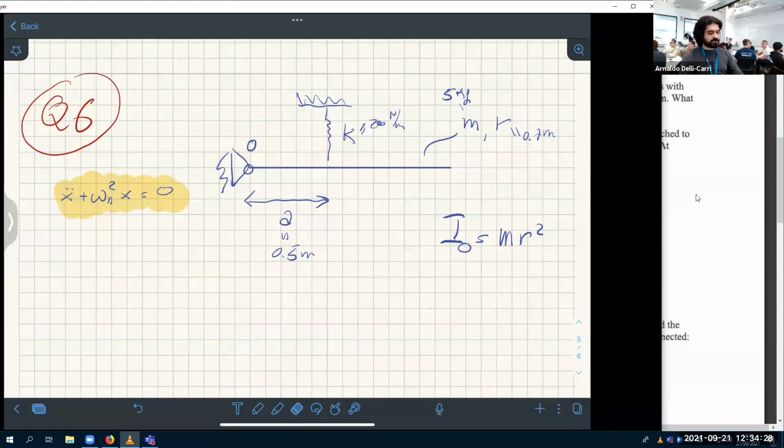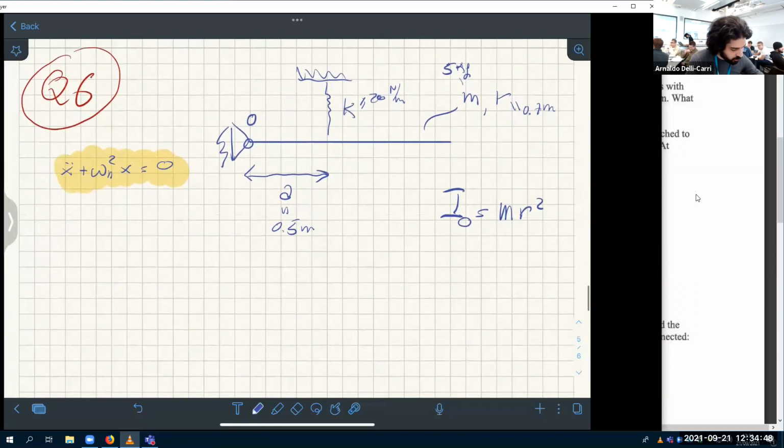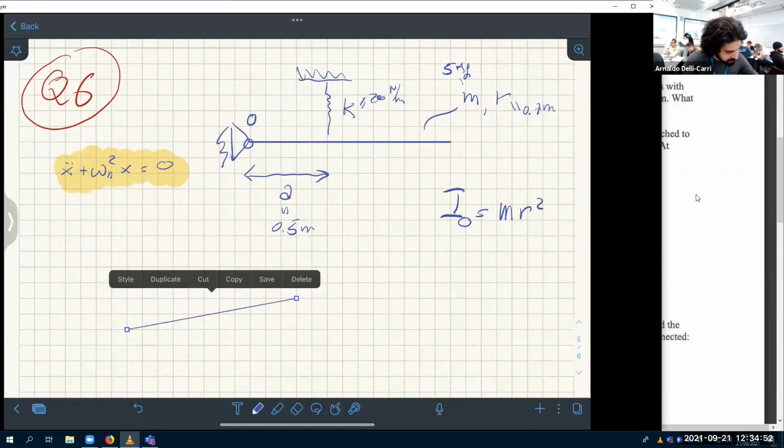Now, let's draw this bar in a generic position, not the horizontal one, because this is the equilibrium position. At the equilibrium, the spring will not react. So let's make the spring react. And let's say that counterclockwise is positive, remember? So let's draw this bar at a counterclockwise angle, say this one.